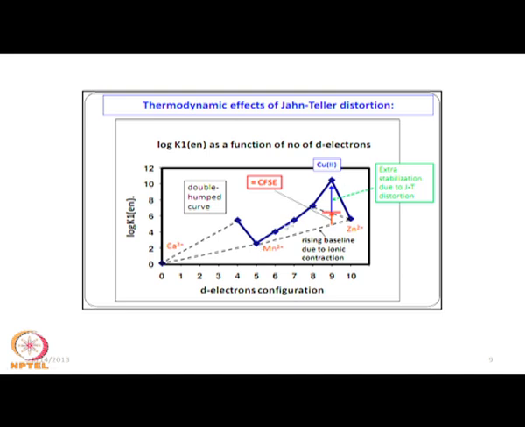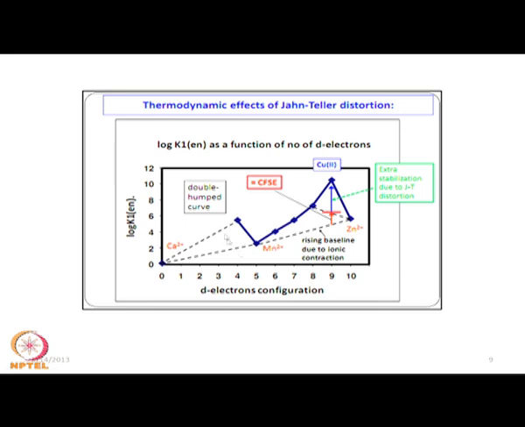Similarly, for the different aqua complexes we can have the corresponding hydration energy, and hydration energy also follows a similar double humped curve, where we see that some crystal field stabilization operates as we move from d1, d2, d3 to the d4 situation, and also as we move up to the d8 or d9 situation, there is a gain in the crystal field stabilization energy, and due to that gain we get some extra stabilization.